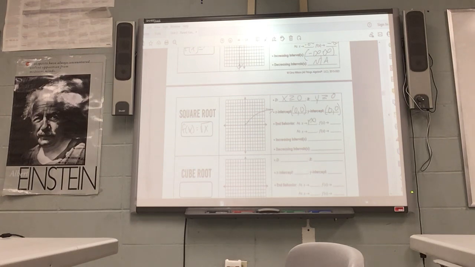It'd be positive. Okay, so the farther I go to the right, do I go up or do I go down? Up, which is positive infinity. So as x approaches positive infinity, y approaches positive infinity.